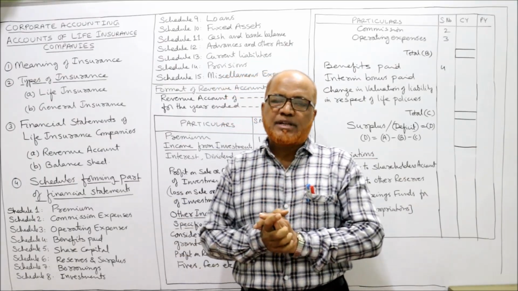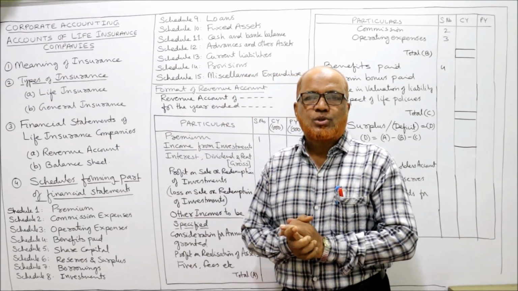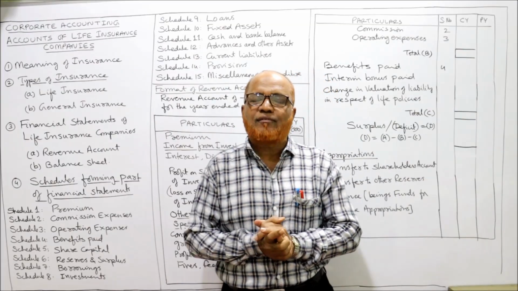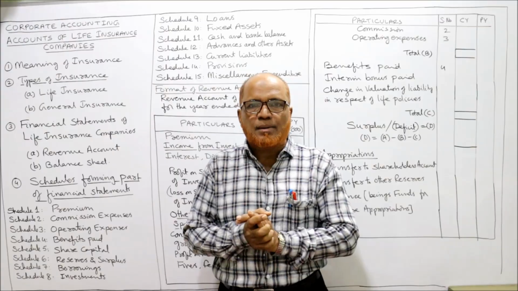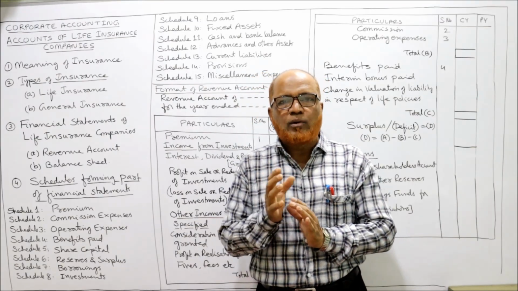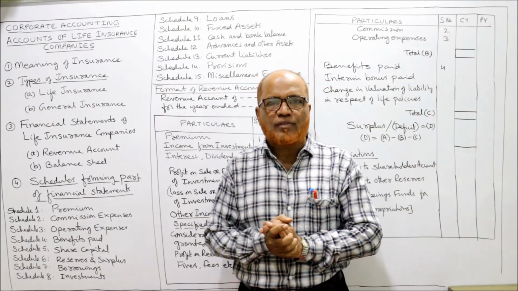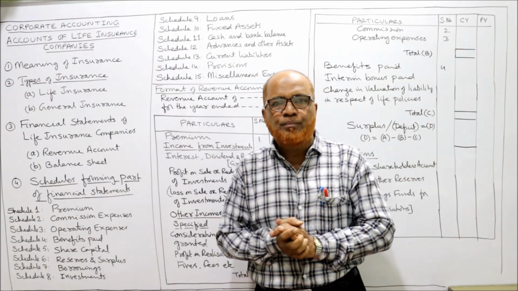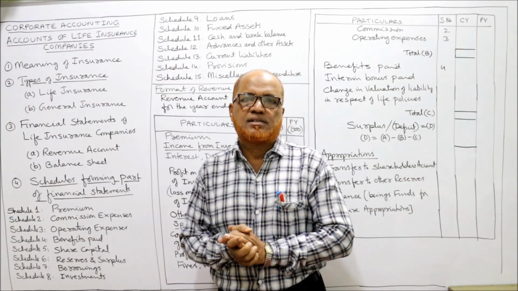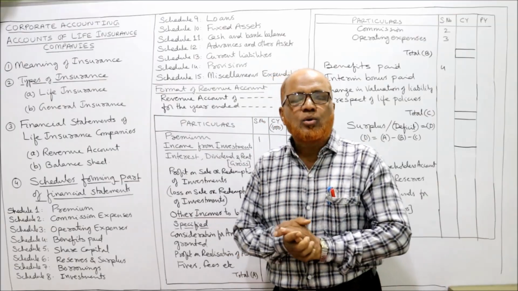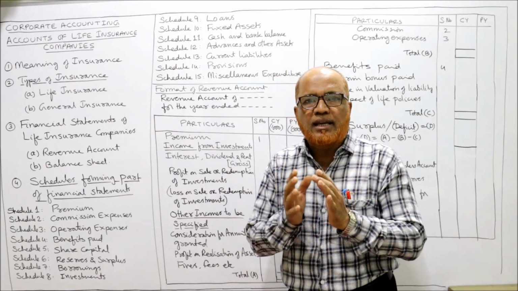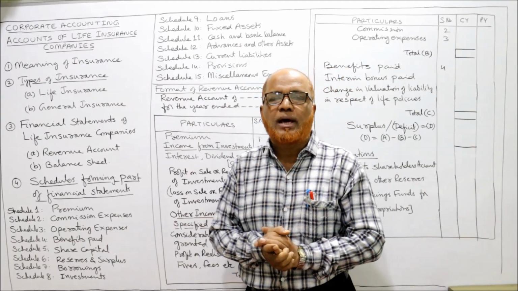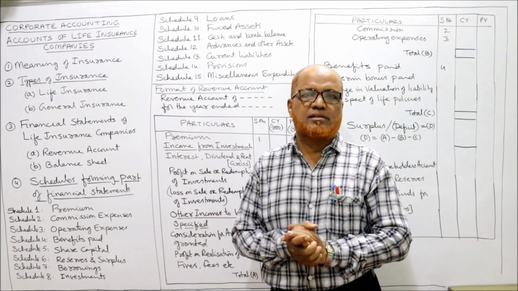We are discussing the subject corporate accounting. So in corporate accounting so far we have completed 6 topics. The topics which we have covered in this subject: first one, liquidation of companies, amalgamation of companies, internal reconstruction, acquisition of business. Then we have completed accounts of banking companies and insurance claim. Now we are going to start the next topic of this subject called accounts of life insurance companies.